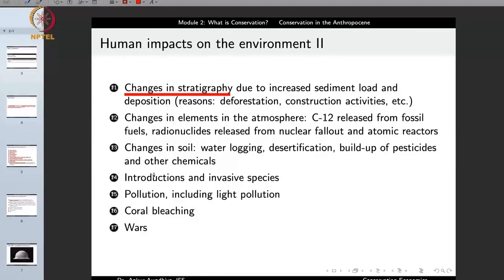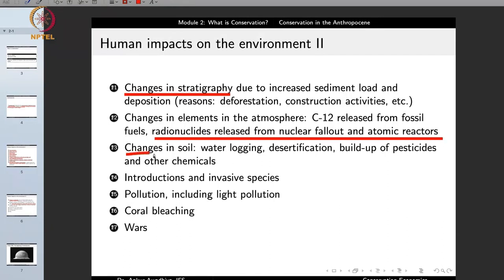So this is another indication of the beginning of Anthropocene. So when we start seeing changes in the radioactive ratios in different gases or in different elements, that would give us an indication of when Anthropocene begins. And similarly, we are seeing radionuclides that are released from nuclear fallout and atomic reactors. And a number of these radionuclides just did not exist before humans brought them on Earth.